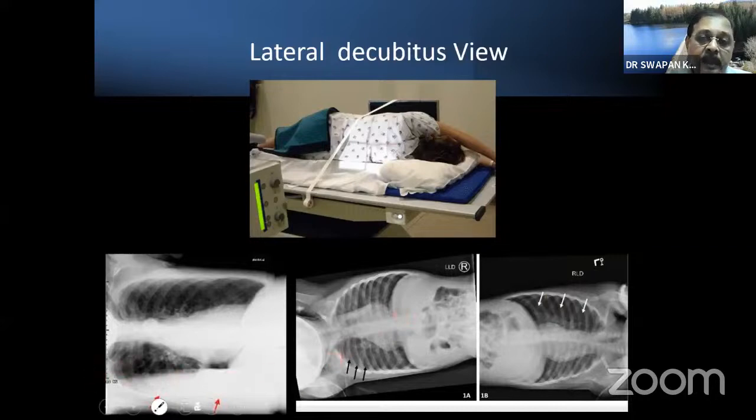So if you want to see any fluid, turn the person to the particular side. Say we are suspecting a right-sided pleural effusion. So turn the patient to the right side. But if you want to see air on the right side, turn the patient on the left side, because on the right side the air will just rise up. Here is the air colour.